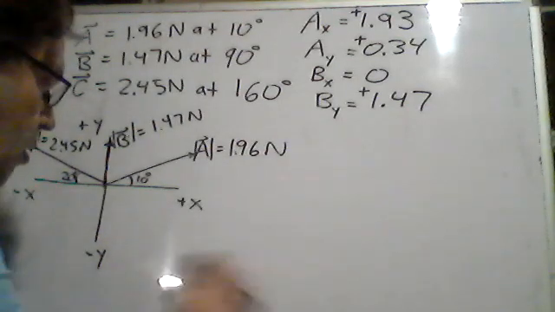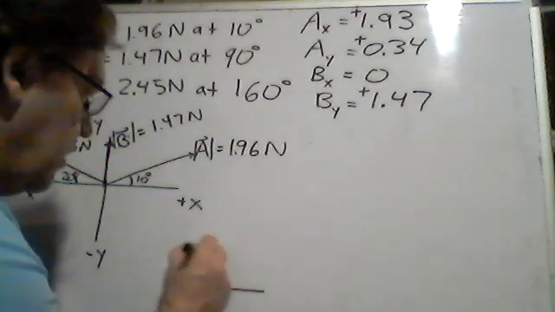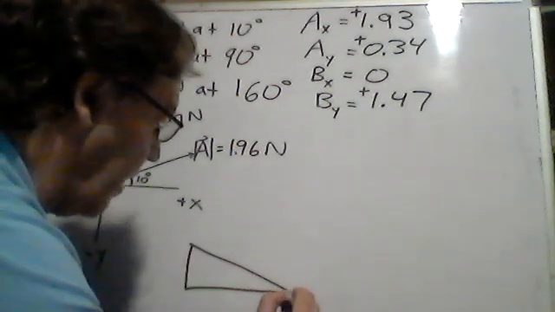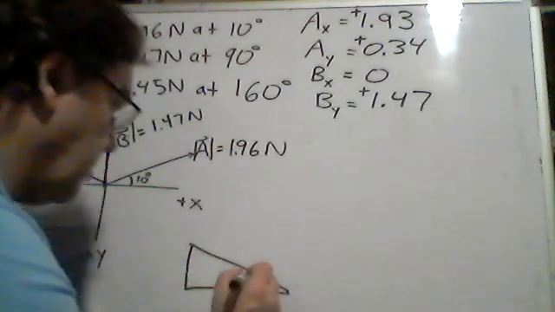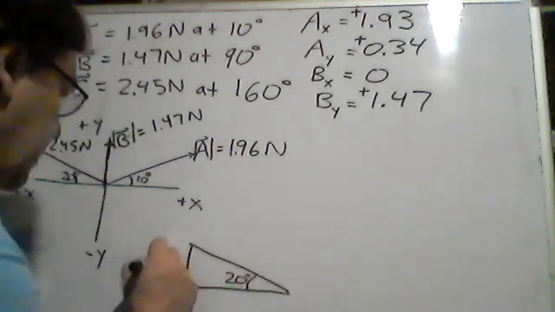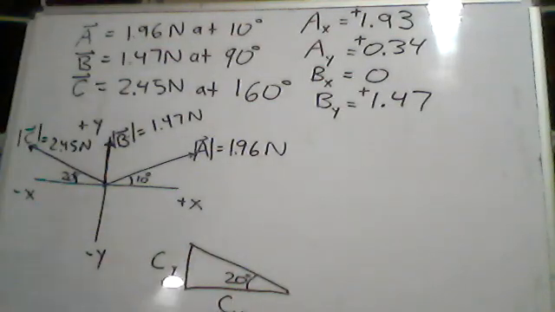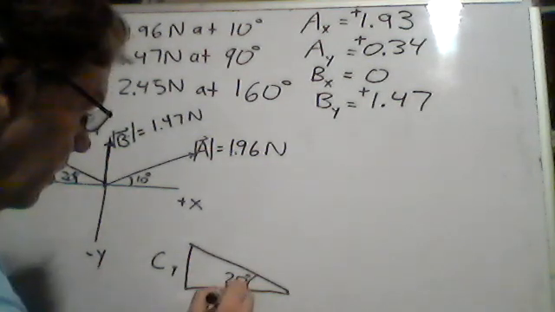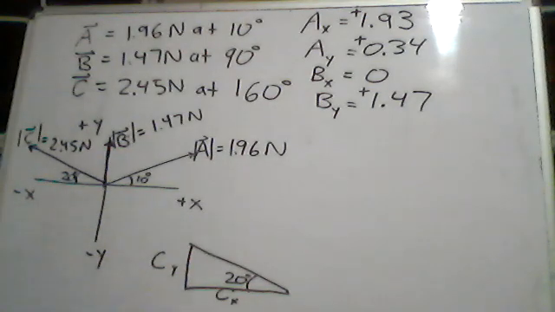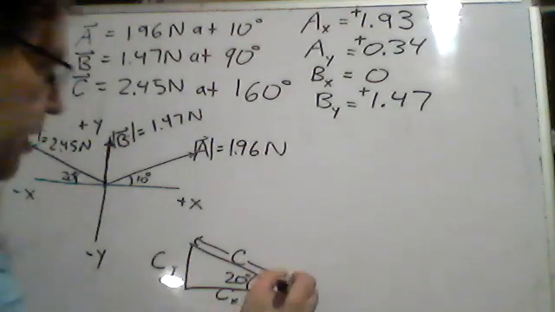Again, I don't care about the signs of the dimensions because I'm just extracting a local triangle. And all I have is a local triangle with lengths, 20 degrees. And again, I have C sub y, C sub x. There you go. I'm going to work out the trig here for this third one.